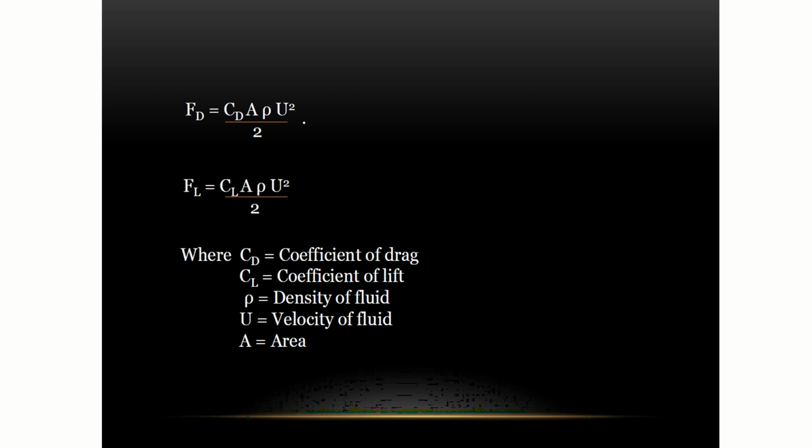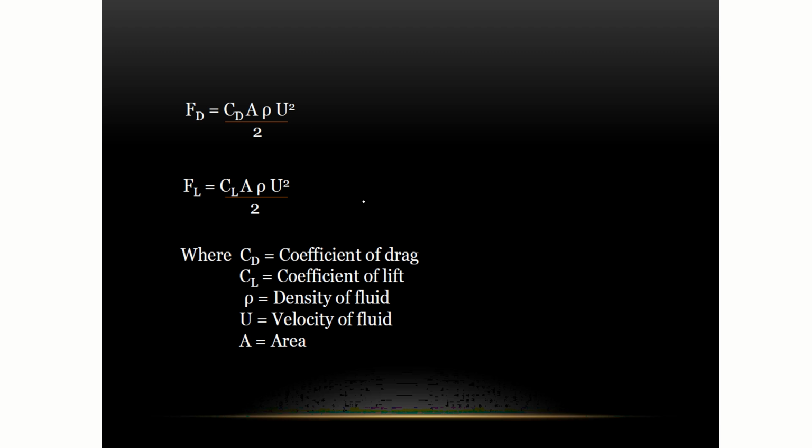So this is the formula: F_D = C_D A rho u square by 2, and the lift force formula is F_L = C_L A rho u square by 2, where C_D and C_L are the coefficients of drag and lift. Rho is the density of the fluid, U is the stream velocity with which it is flowing, and A is the cross-sectional area on which the fluid is flowing.